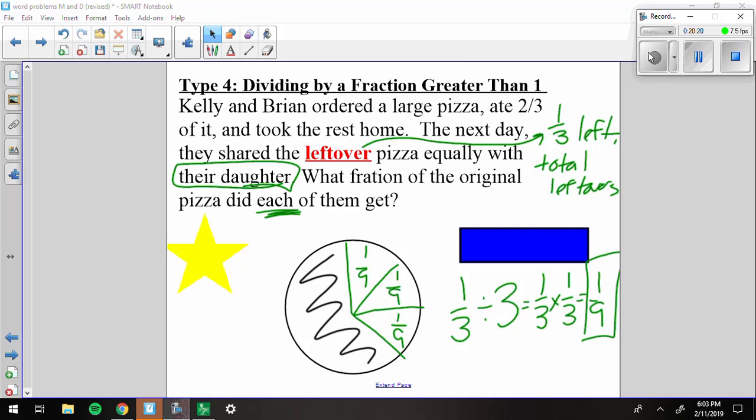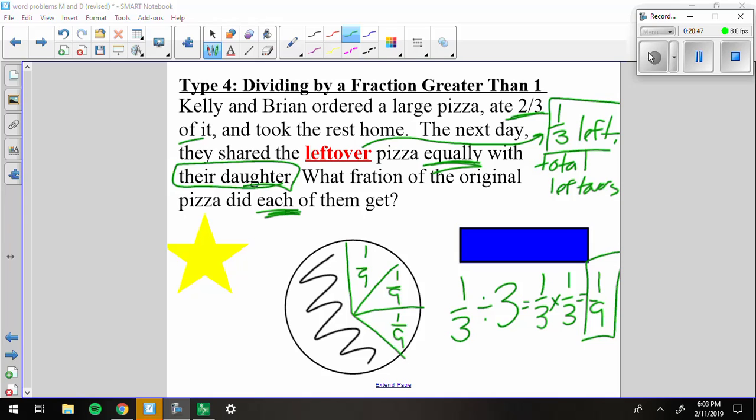All right, folks. So we have a challenging problem here because they give us that they ate 2/3 of the pizza and took the rest home. The next day they shared the leftover pizza equally with their daughter. So how much total pizza was shared? They ate 2/3, so we have 1/3 left over. 1/3 is our leftover. That's our total.